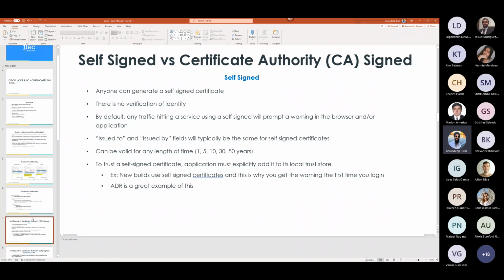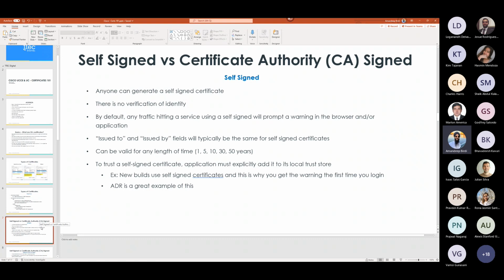So now we're going to talk about the difference between self-signed and CA-signed certs. So anyone can go and generate a self-signed certificate, right? For example, at home, I've got some servers. I needed to have a cert issued in order for some things to work. So I just generated the cert myself. You can use things like OpenSSL, you can use built-in utilities in some of the applications to generate self-signed certs.